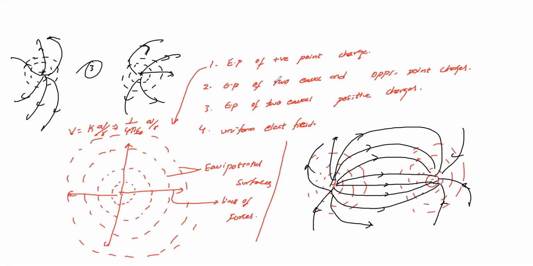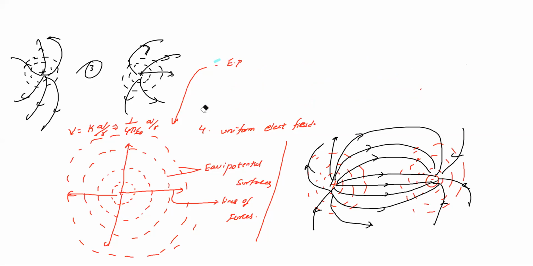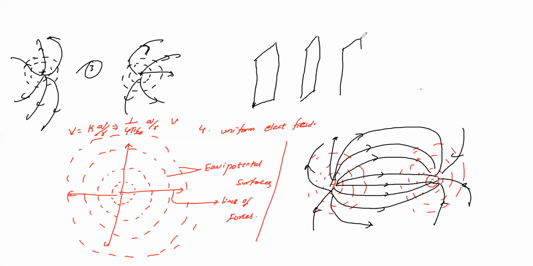Let's see the fourth point: uniform electric field. The equipotential surfaces will be parallel. What I'll do is take plates as the surfaces. So this is your first one, this is the second one, and this is your third one. These are nothing but your equipotential surfaces.